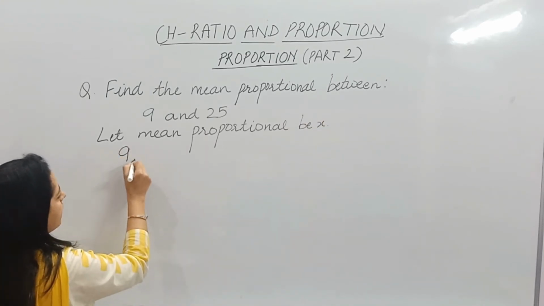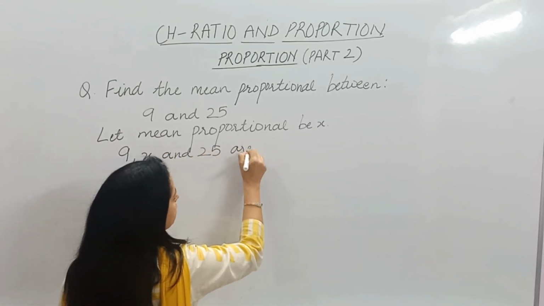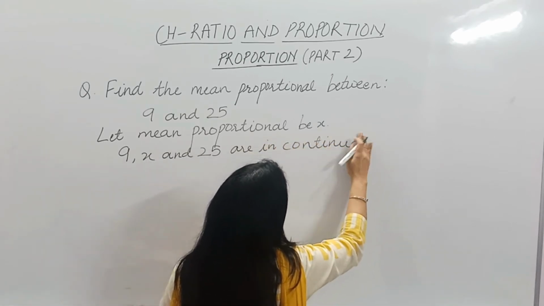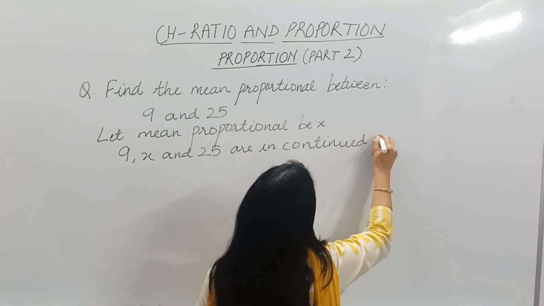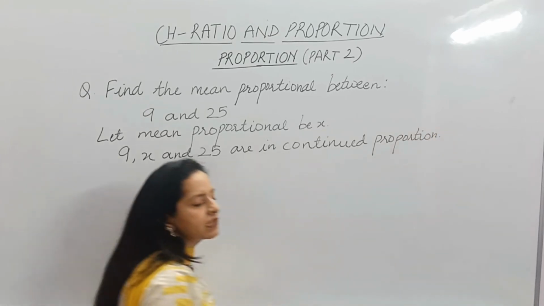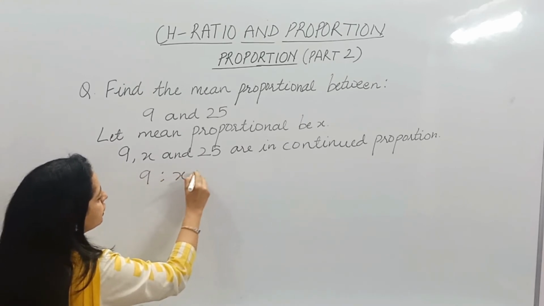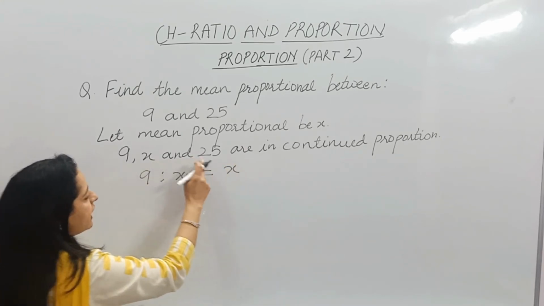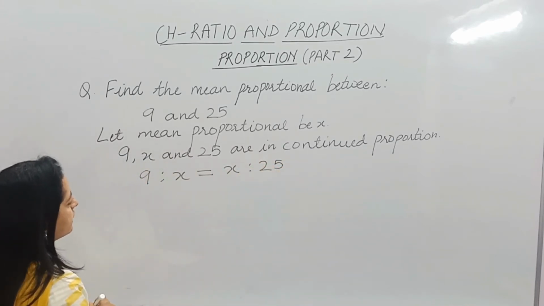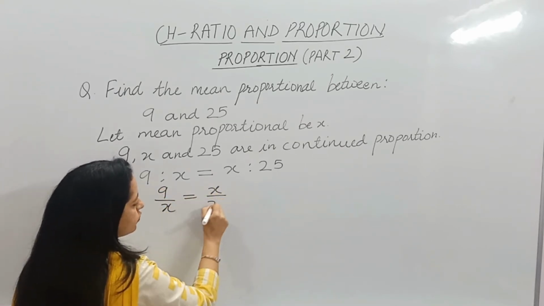So we will have 9, x and 25 in continued proportion. So all these three quantities now are in continued proportion. That means the ratio between the first and the second quantity is equal to the ratio between the second quantity and the third quantity. So we can write here 9 upon x is equal to x upon 25.